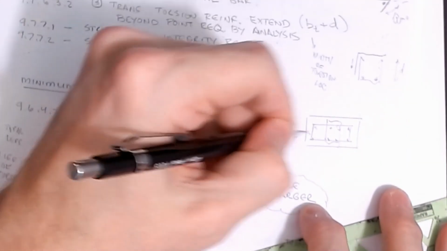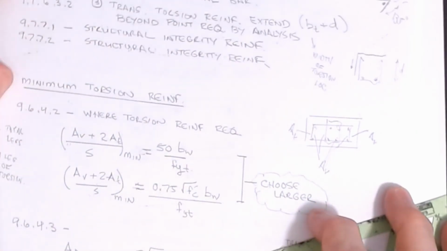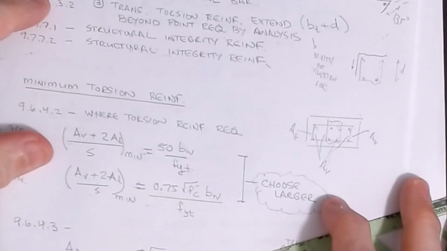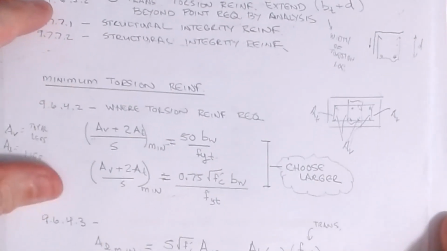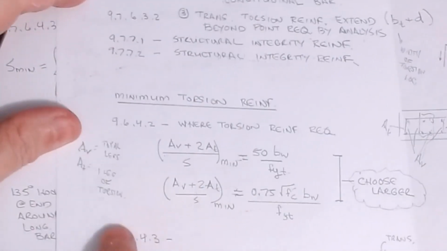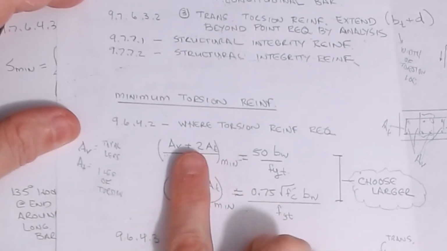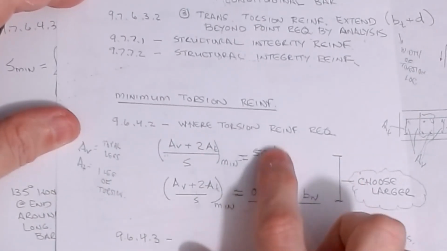That's an AT, that's an AT, but all four of them are AV. Remember how we talked about that? Does that make sense? Okay, all right. So watch your subscripts down here on the AVs and ATs. That's the only change in this for the minimum torsional requirement, but that side is still the same.